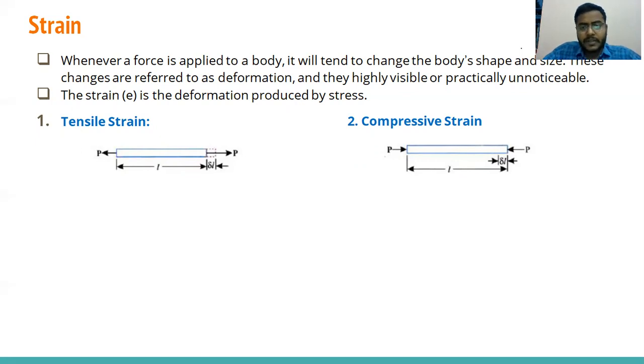Deformation per unit length of material, or per unit change in dimensions such as length, width, height or diameter, is called strain. And strain is produced by stress. Without stress, strain cannot be produced, and without strain, stress cannot be produced. Both things are vice versa. There are different types of strain.